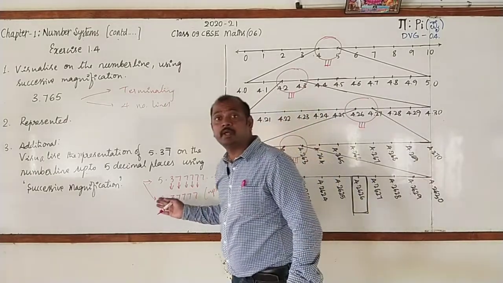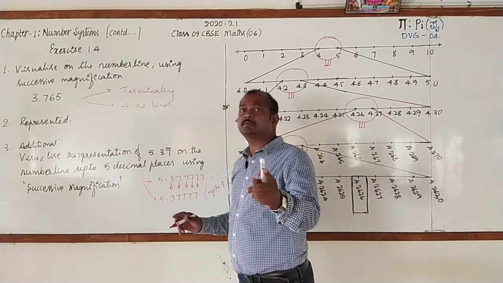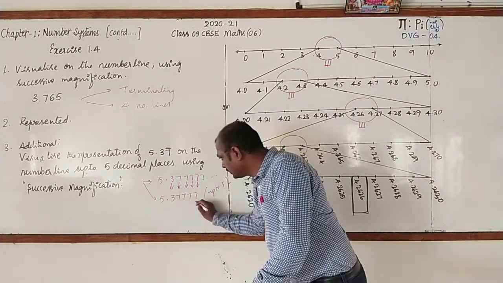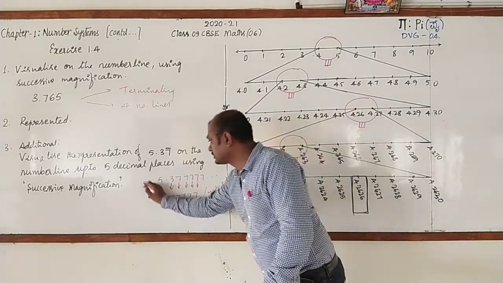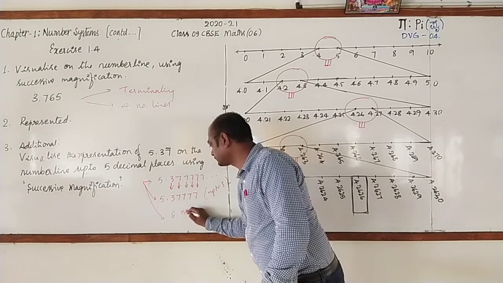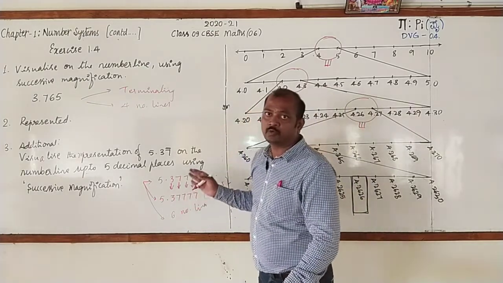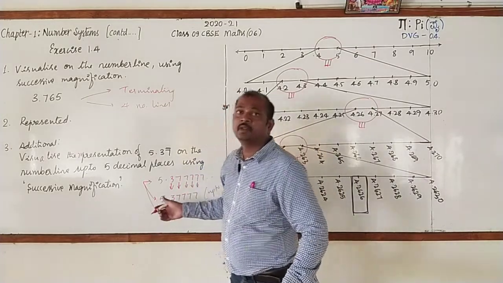Then how many number lines should be drawn? Yes, you are right. There must be 6 number lines. Why? Here 5 digits are there in the decimal part, plus 1, so 6 number lines. Got it? So you have to do that in your notebook. Please continue this one.